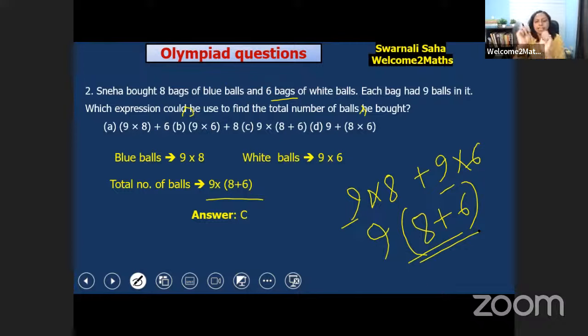Very good. C is the right one. Very good. C, not D. C is the right one. Very good. Many of you have given the right answer. 9 into 8 plus 6.